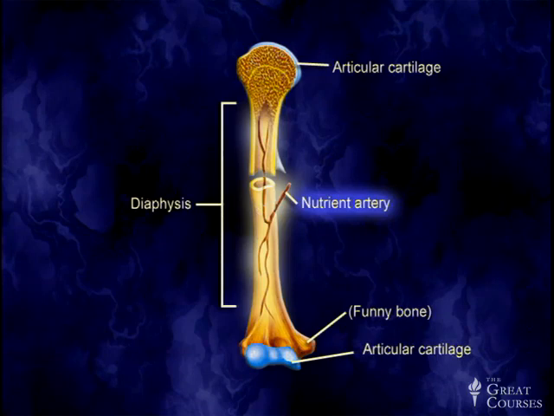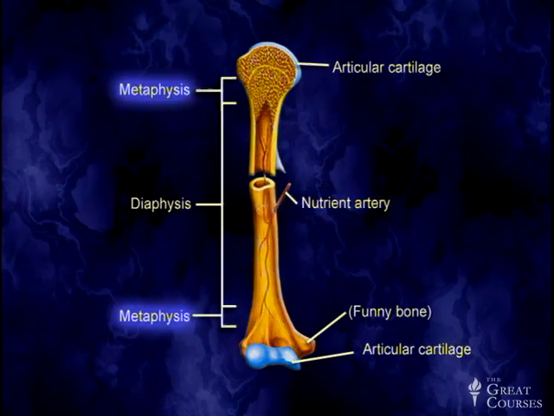Now, the next part above and below the diaphysis is the metaphysis. And the metaphysis is an intermediate area between the diaphysis and what's called the epiphysis. It's where the new growth occurs in young bones, those in our children and teenagers who are still developing longer and longer bones. And above that is the epiphysis.